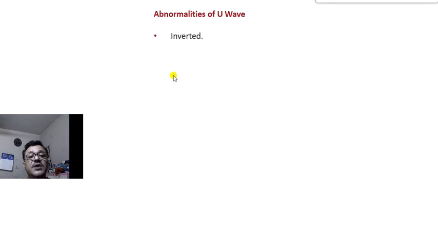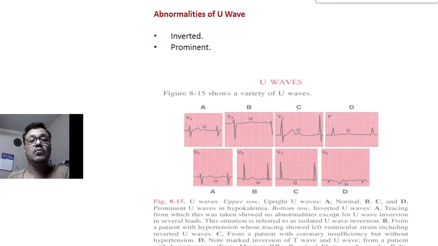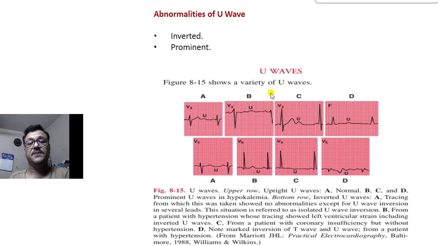What are the abnormalities of the U wave? Inverted U wave and prominent U wave. Look at these pictures. Look at this ECG tracing. T wave, U wave, this is normal. This is not normal. The T wave amplitude is small and flattened, followed by a significant U wave. Look at this U wave. This is more than 1.5 millimeter. This is abnormal, a prominent U wave.